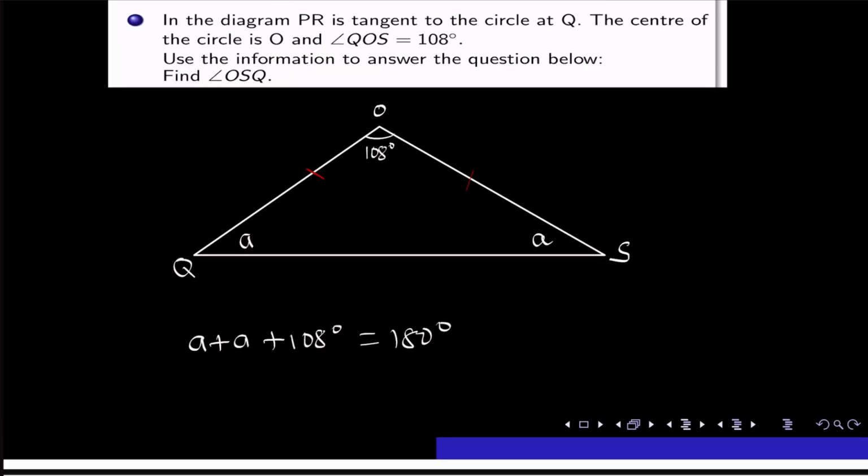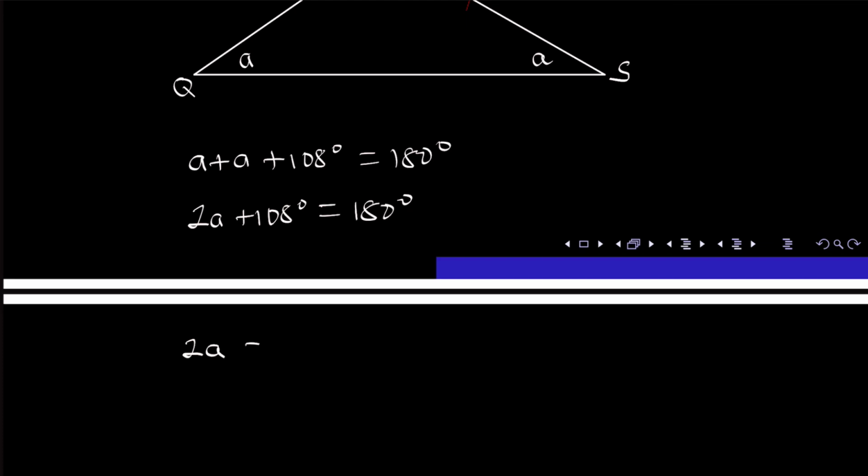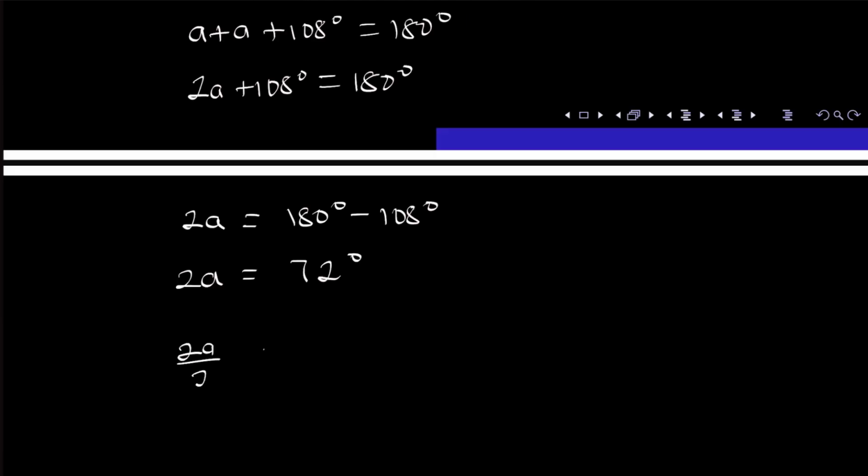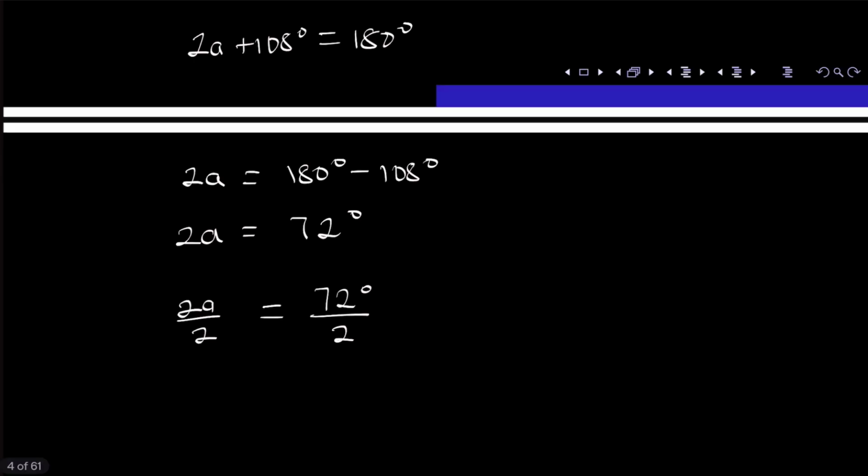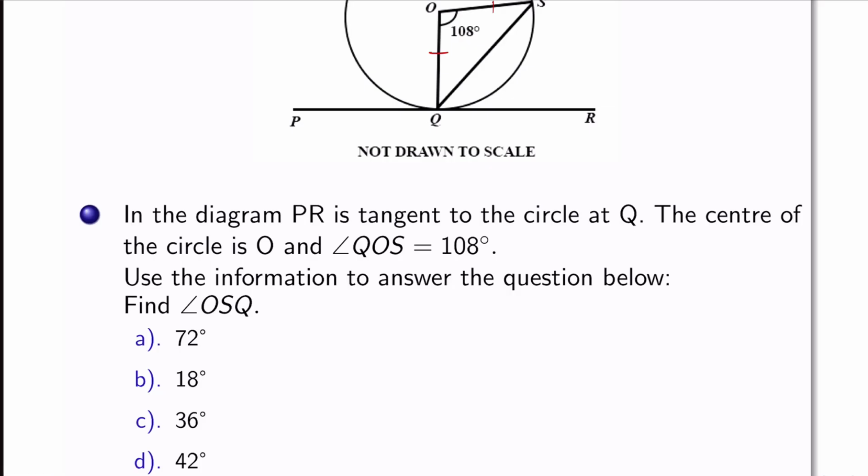So we now solve for A. We add like terms, so that's 2A plus 108 degrees is equal to 180 degrees. Hence, 2A is equal to 180 degrees minus 108 degrees, so 2A is equal to 72 degrees. Since we have to find A, we divide by the coefficient of A. That's 2A divided by 2 is equal to 72 degrees divided by 2. Hence, A is equal to 36 degrees. And so the correct option is option C.